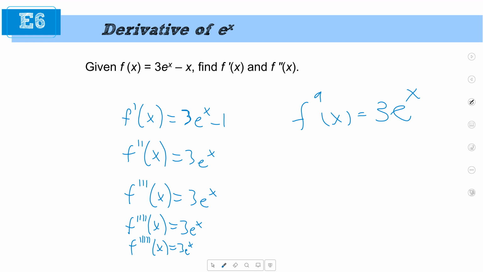Now, that seems to contradict what I said before, because what I said before is if we start with any type of polynomial, it will reduce down to 0, but this, however, is not a polynomial. Questions? Seems like an easy process, yes? Okay.